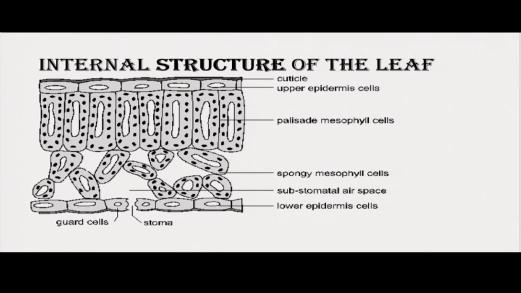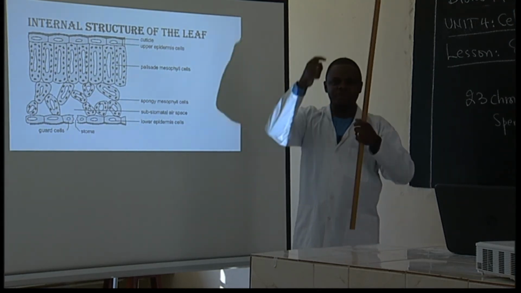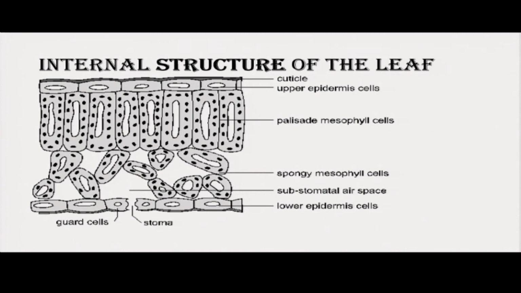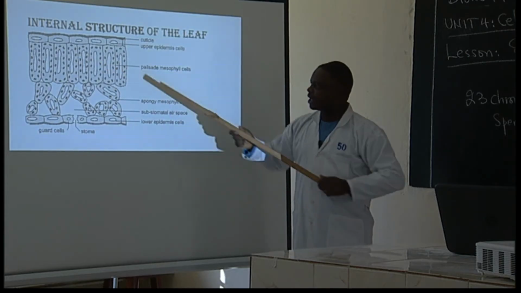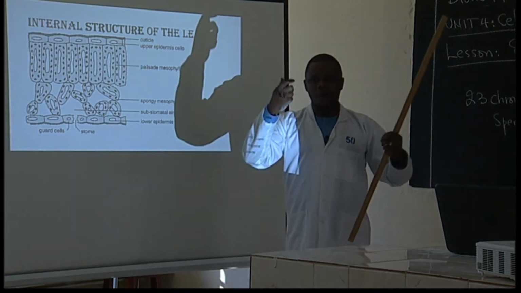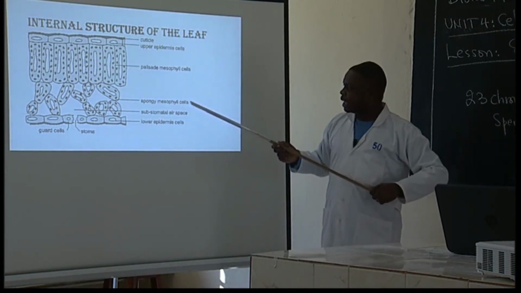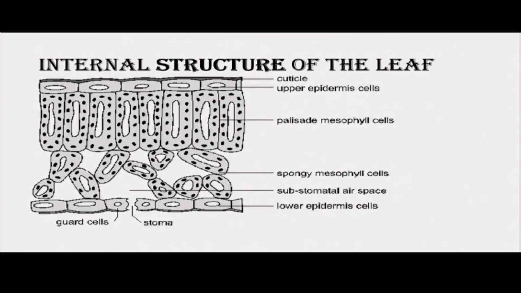So the palisade mesophyll cells are very close to the upper epidermis so that they can absorb sunlight, which is needed for photosynthesis. These cells, when you see them, are very close to each other. They are even big in size to provide enough space for absorption of sunlight. Those are palisade mesophyll cells. Then below them, we have what we call spongy mesophyll cells. The number of chloroplasts in spongy mesophyll cells is small compared to the number of chloroplasts in palisade mesophyll cells.